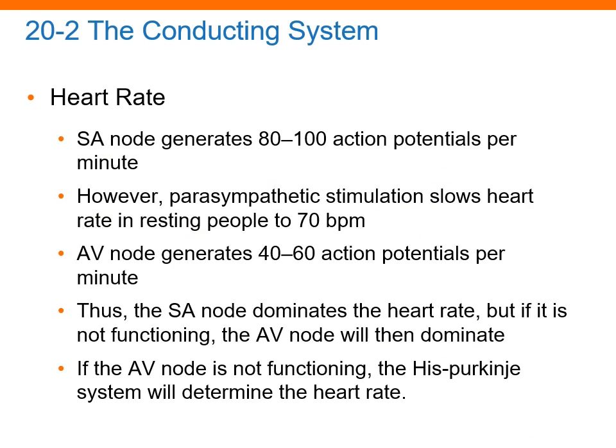So this slide is actually a review of the heart rate and how, as I mentioned before, it's dominated by different nodes depending on whether or not they're functioning correctly. So the SA node is, again, just to reiterate, going to generate the highest frequency. That means 80 to 100 action potentials per minute, or beats per minute.